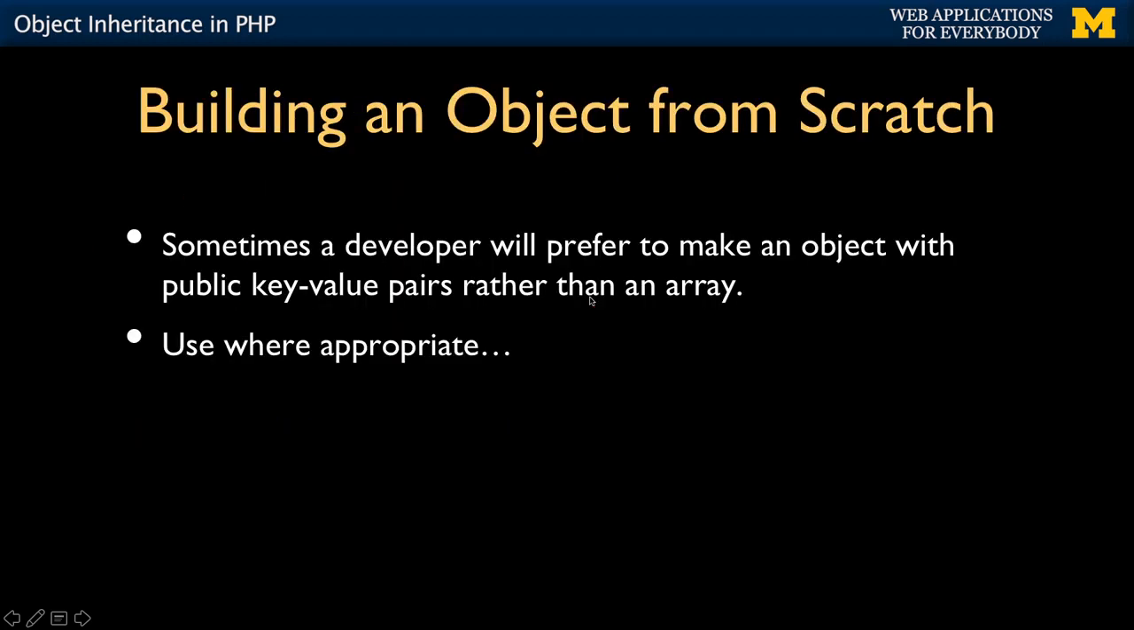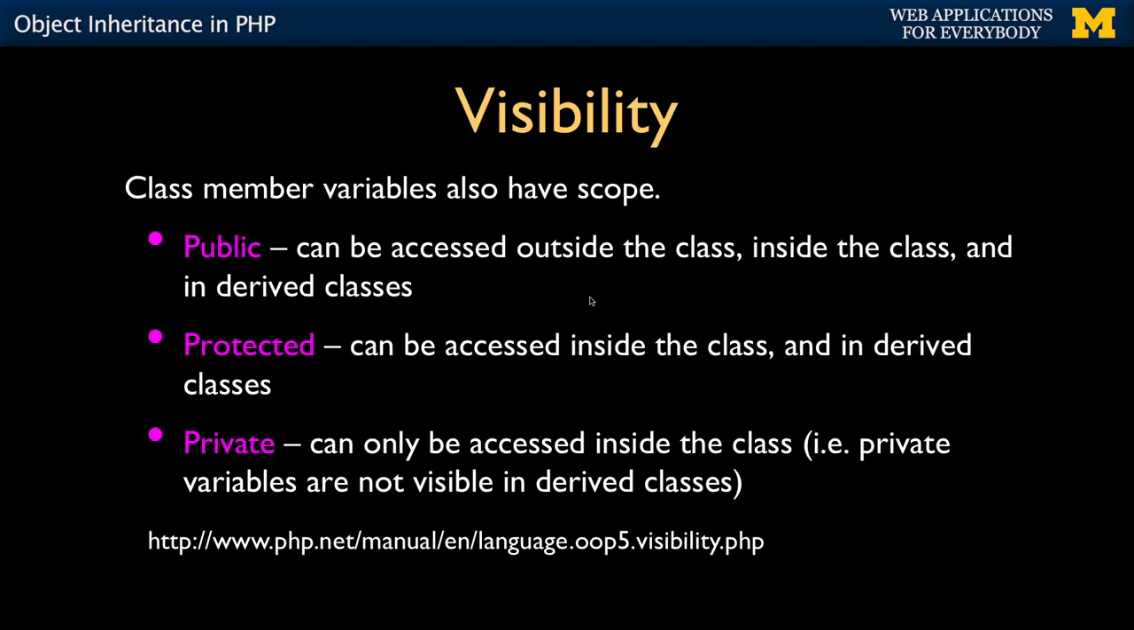And so that kind of summarizes it. Public: outside the class, inside the class, and in derived classes. Protected: inside, and in derived classes. And private is only in the class.